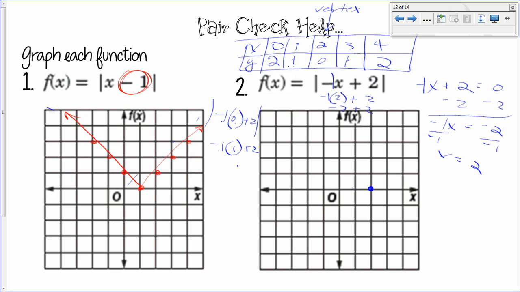So now plot your points. 1 and 1. And then 0, 2, that's my left side, right? That's this side here. My right side is going to be what? 1, 2, 3, up 1. 1, 2, and then up how many? I'm sorry, 4. 1, 2, 3, 4, up 2. Pretty simple.